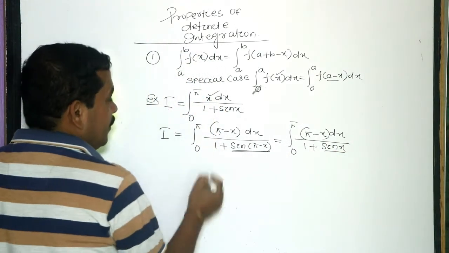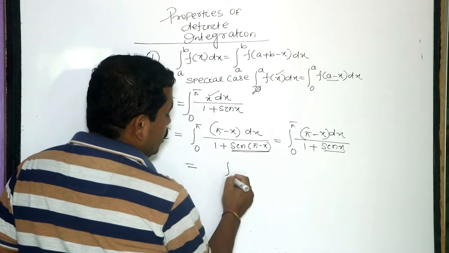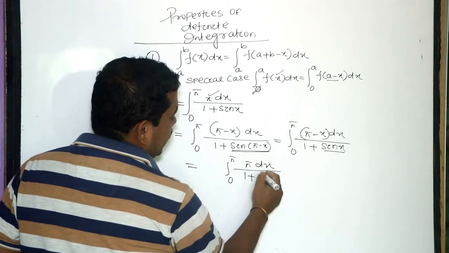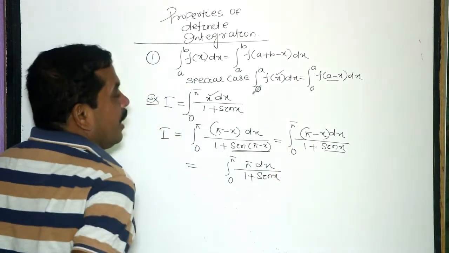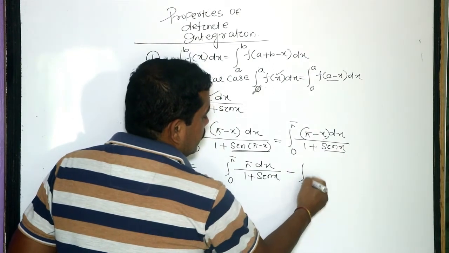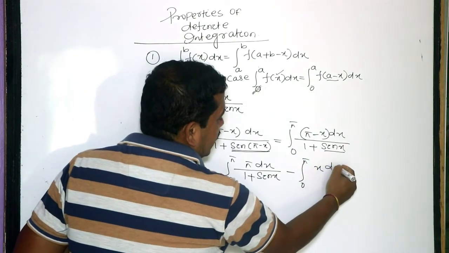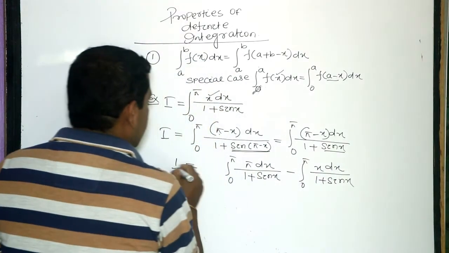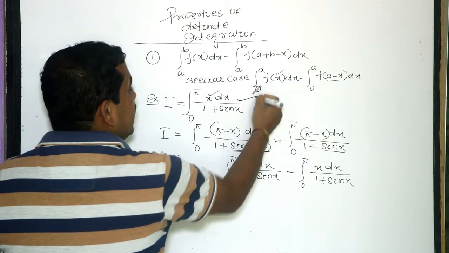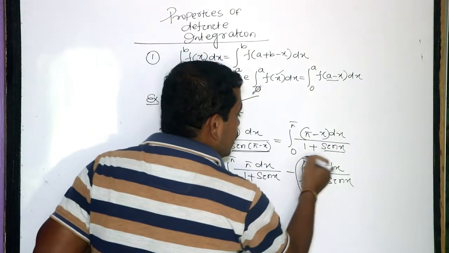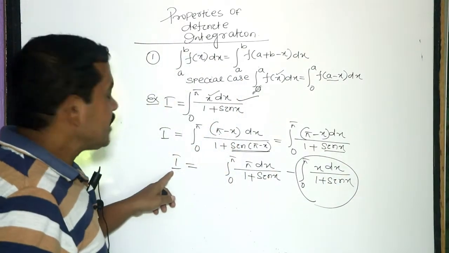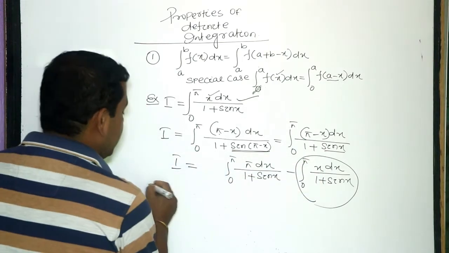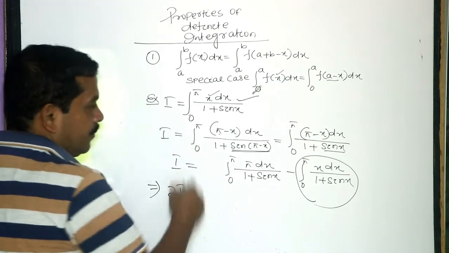It is also I, which is equal to 0 to pi dx by 1 plus sin x in one integration, and another is 0 to pi x dx by 1 plus sin x. Now, as this integration is I, then this integration is also I. The left hand side is I, the right hand side is also I, so the left hand side becomes 2I.